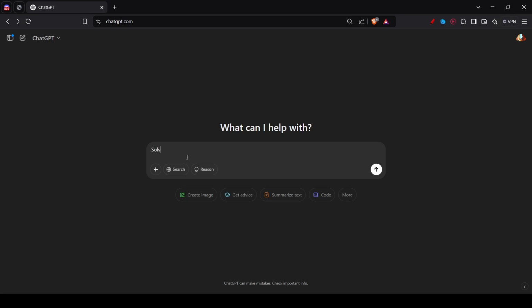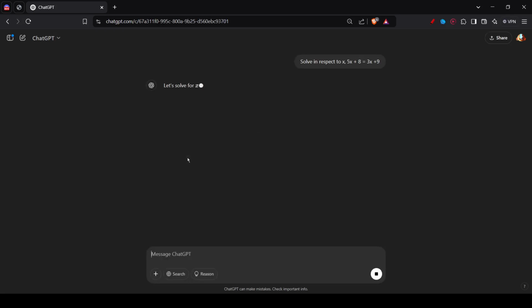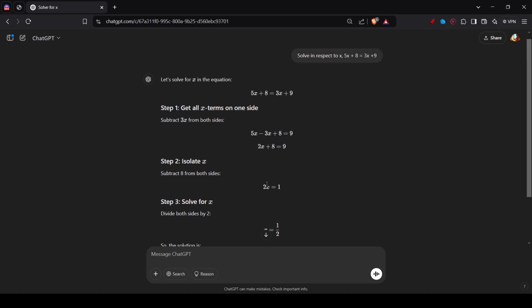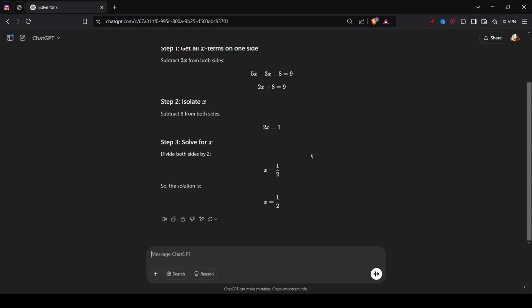Solve in respect to x: 5x plus 8 equals 3x plus 9, right? And well, let's say this was a question from the book. Now you directly copied it and pasted it here, and then you enter it, and ChatGPT will give you a step-by-step process on this, right? Now, the better method does require ChatGPT Premium unless you want to stick to 3 uses a day.